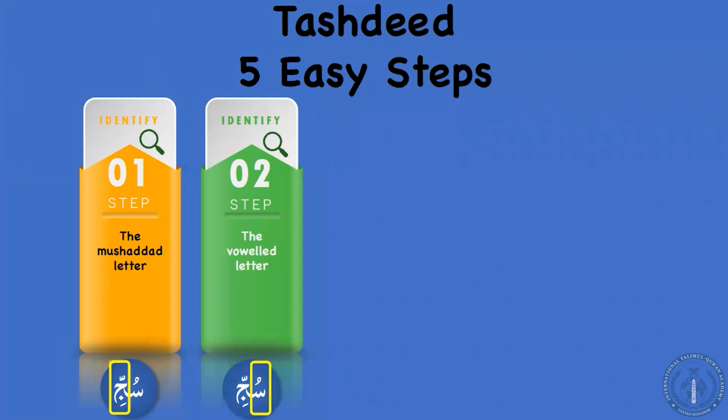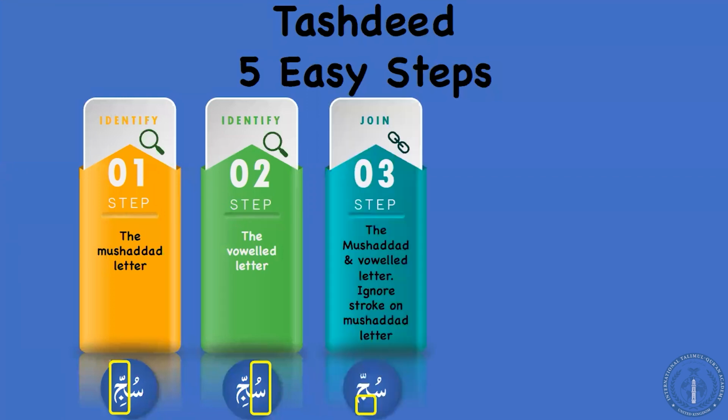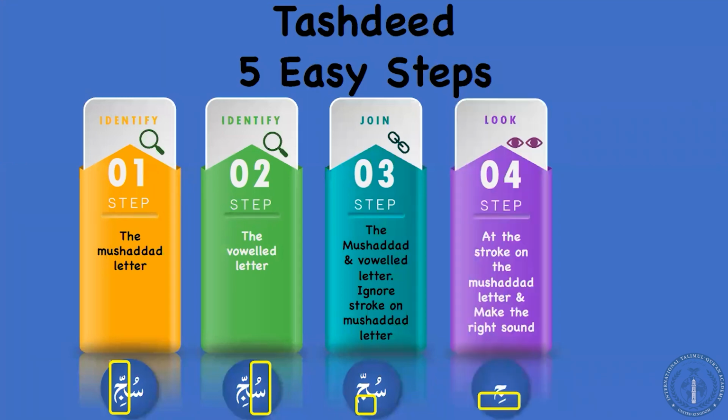Next step is that we need to identify our voweled letter. The most recent voweled letter in this case is the sin. Then the next thing is the mushaddad and the vowel. Now that we've identified the mushaddad letter and the voweled letter, we need to join these two letters. For the time being, we will ignore any other strokes. Just focus on joining the sin and the jim.